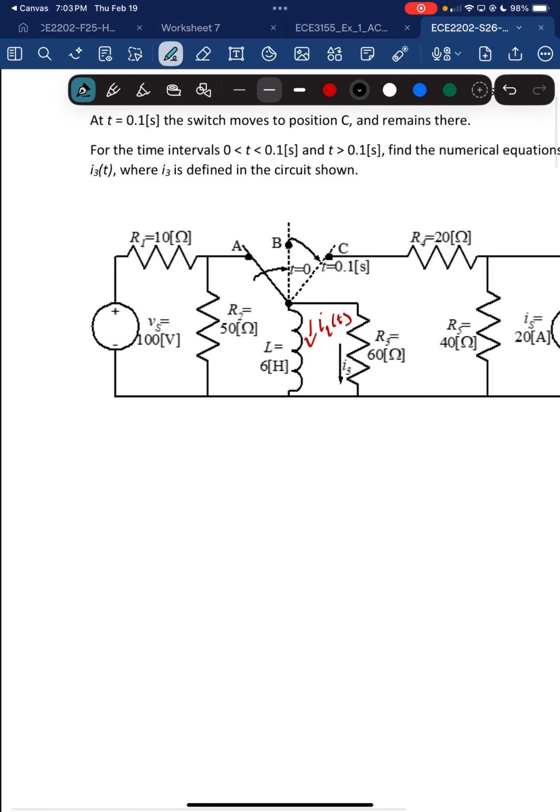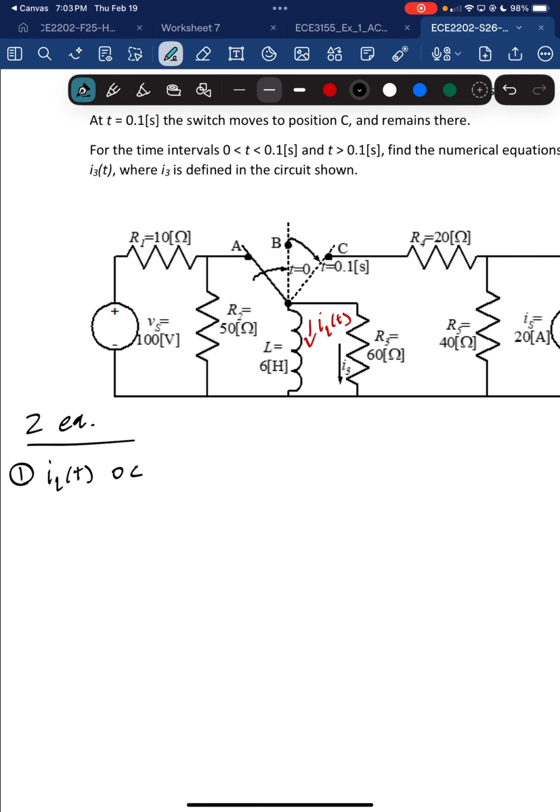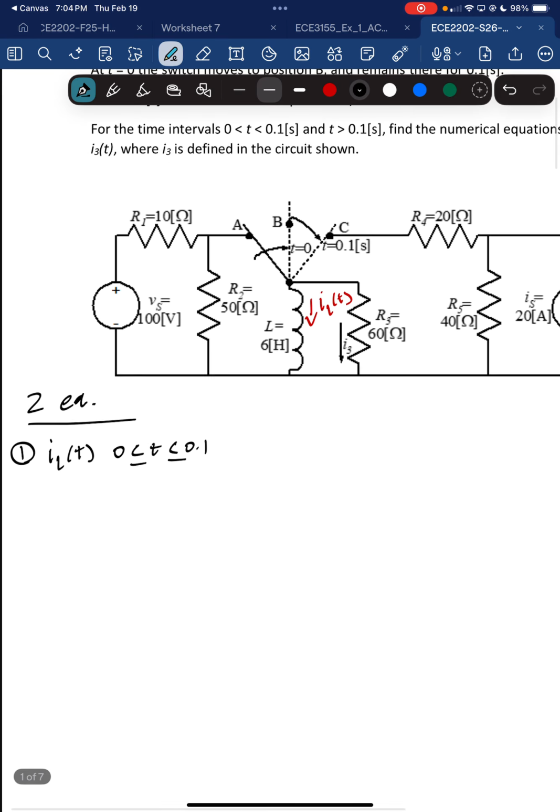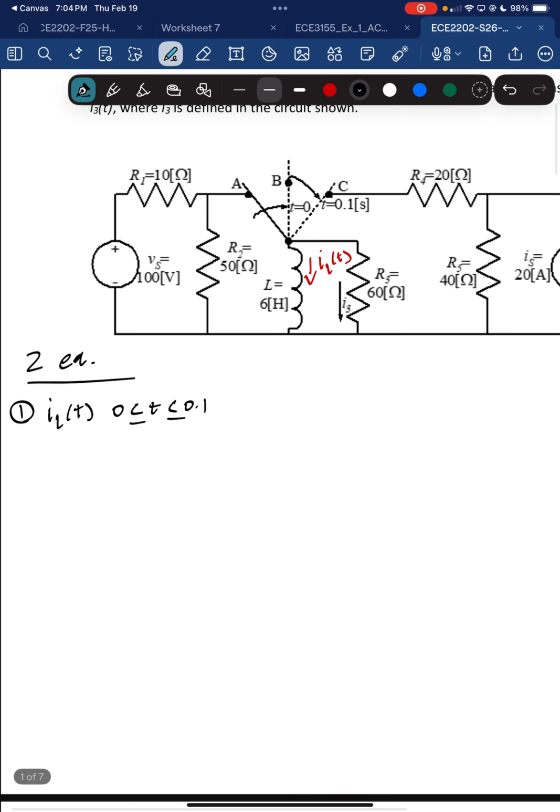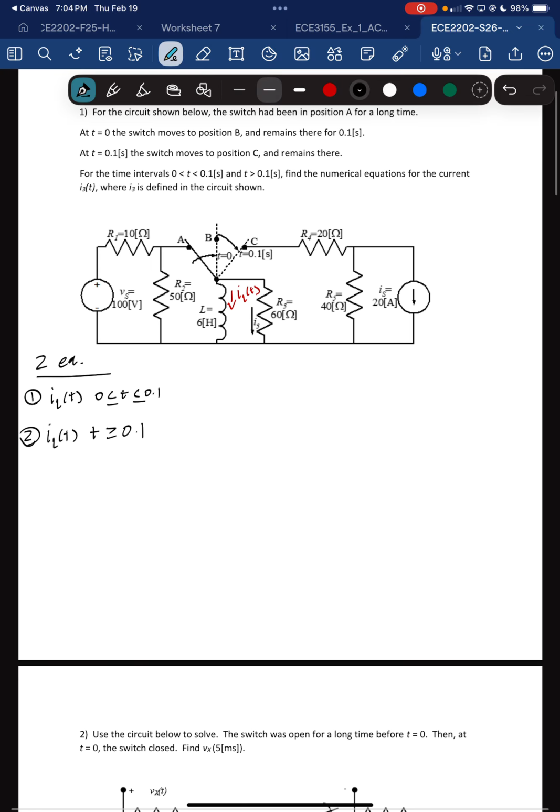So there's two equations we need to find. All right, we need to find IL of t for 0 less than t less than 0.1. It's actually less than or equal to. And then the second equation is going to be IL of t for t greater than 0.1. All right, those are the two equations that we need to find.